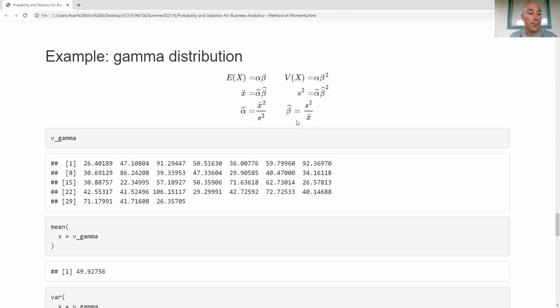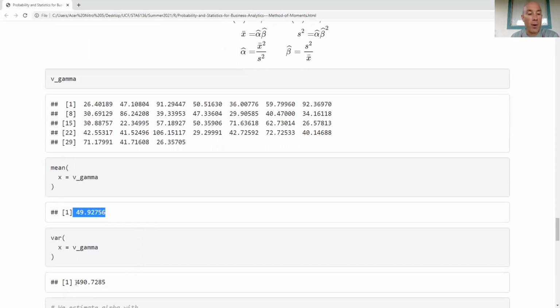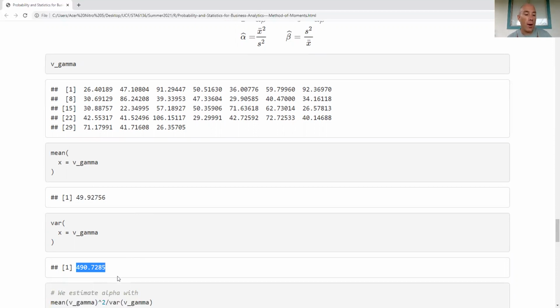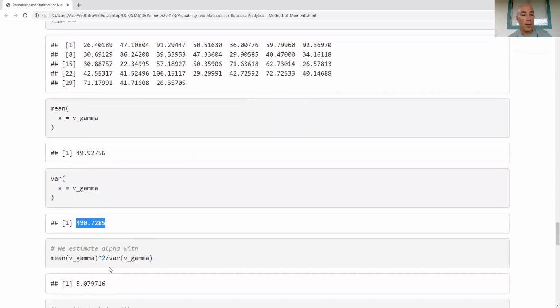Let's do this. So here is my data I have to work with. Here is the mean. All right, so it's close to 50. What's my sample variance? Okay, not too far from 500. All right, well, if this is 50 and this is about 500, I know that beta is going to be around 10. And so that means that alpha will be around 5. Okay, but let's see what happens.